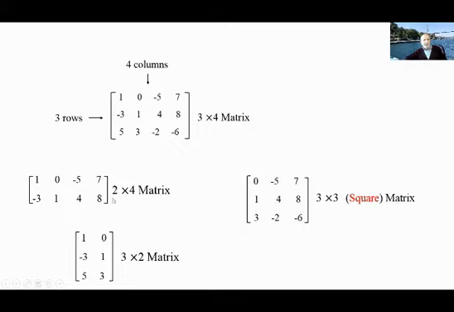This one here is a 2 by 4 matrix, 2 rows, 4 columns. This one here is a 3 by 2 matrix, 3 rows, 2 columns. This one here is a 3 by 3 matrix, and it's called a square matrix.